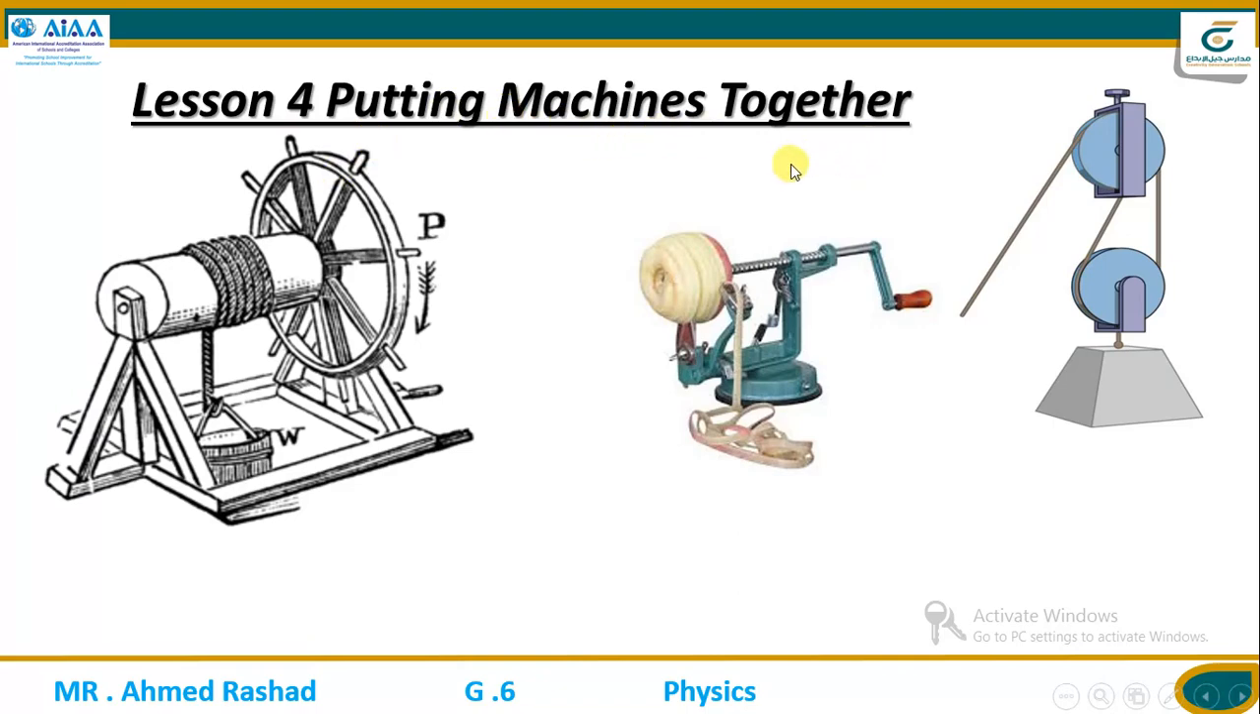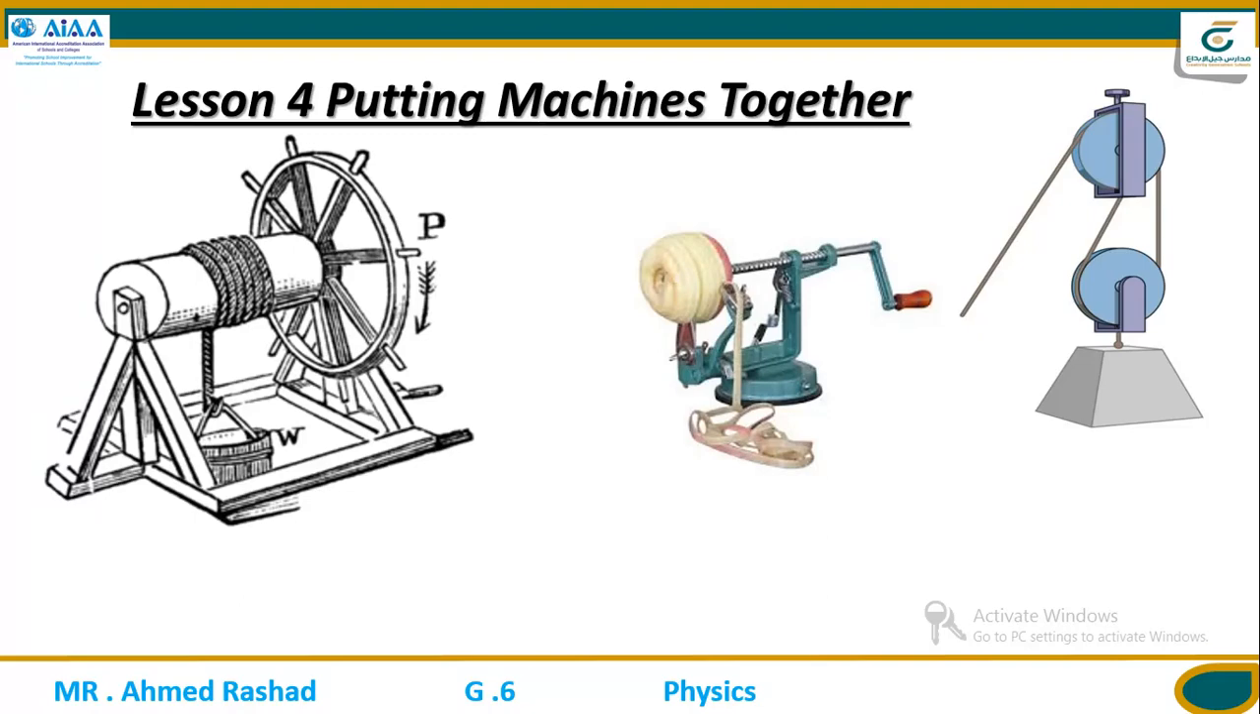Putting machines together. You can remember in this chapter we are talking about work and machines. Lesson number 1, we talked about work and power, and lesson number 2, understanding machines and how machines work. Lesson number 3, we talked about examples of simple machines, and today, lesson 4, we are talking about how we can make compounds between the simple machines and how this works.